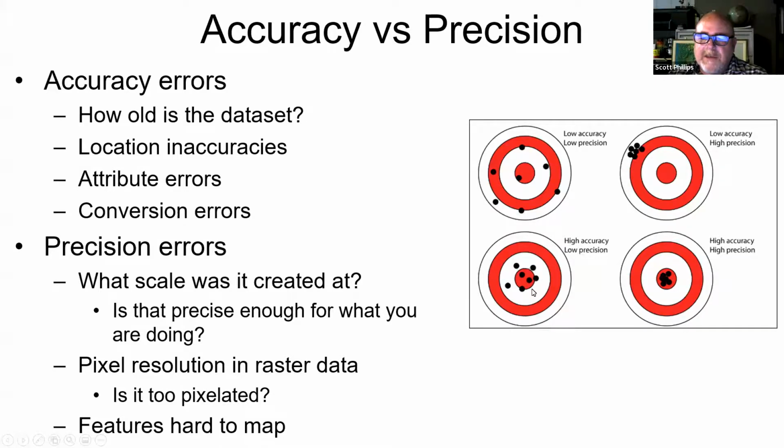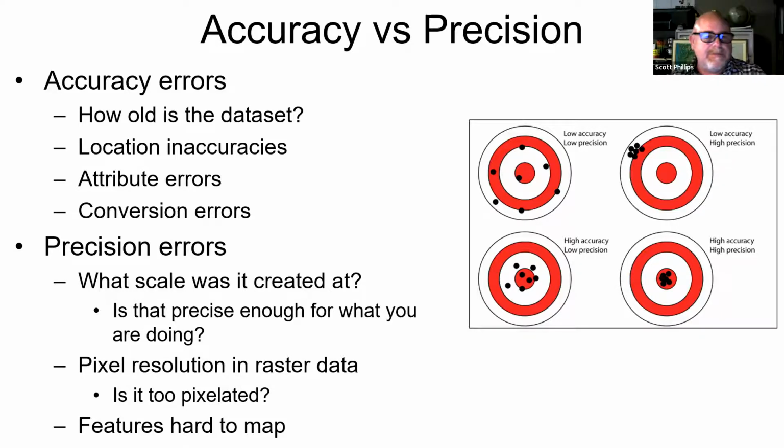This is accurate because they're centered around the target, but they're not as precise because they're not as grouped together. This one's precise, they're grouped together, but they're off target. So accuracy is kind of getting at what you're really wanting to do, and precise is the level of detail, essentially. So accuracy, how old is the data set?